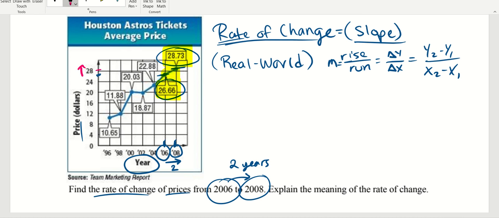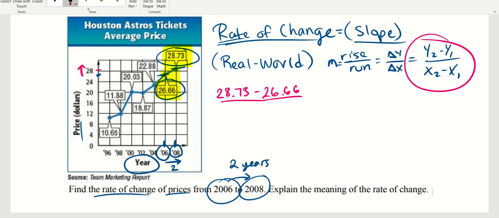So what we really want to do is just find the difference between the y's over the difference of the x's. So if we use the calculator, we want to just kind of stick into organizing your thoughts into finding the difference of the y's, which is 28.73 minus 26.66. And then in the bottom of this formula will be your x's. So when the y was 28.73, what was our x? We can just say 8 for 2008. And then we do 6 for 2006.